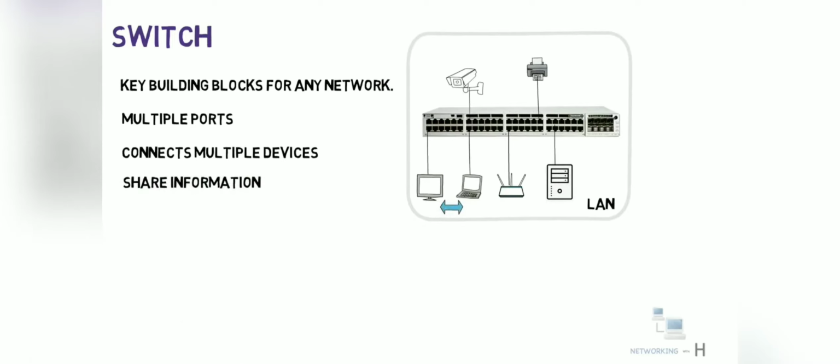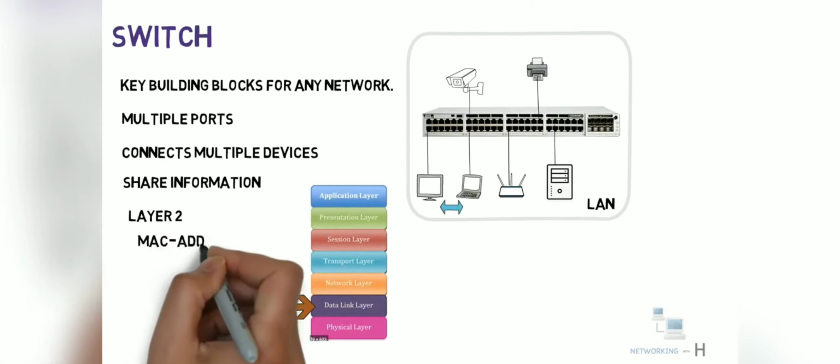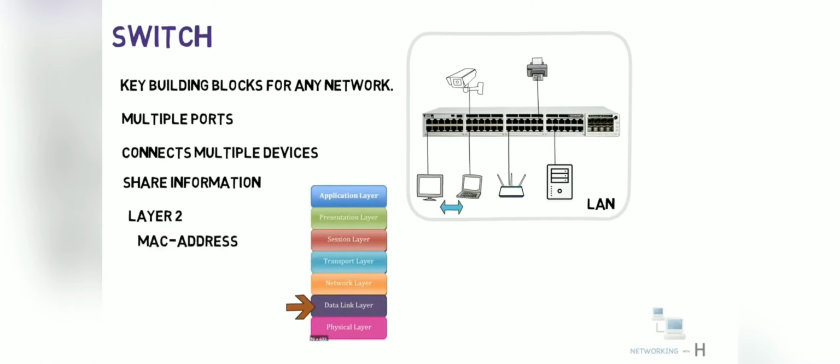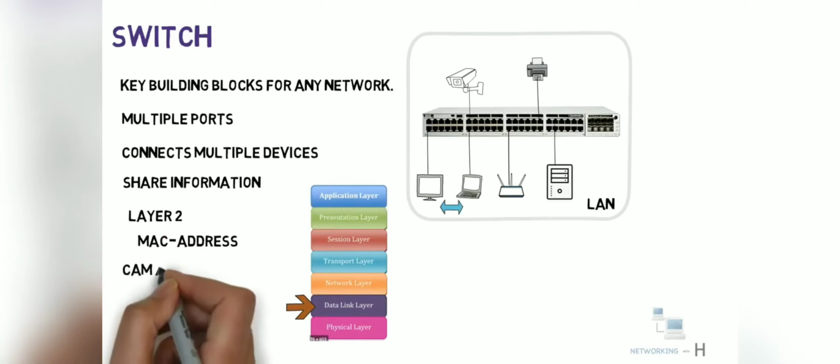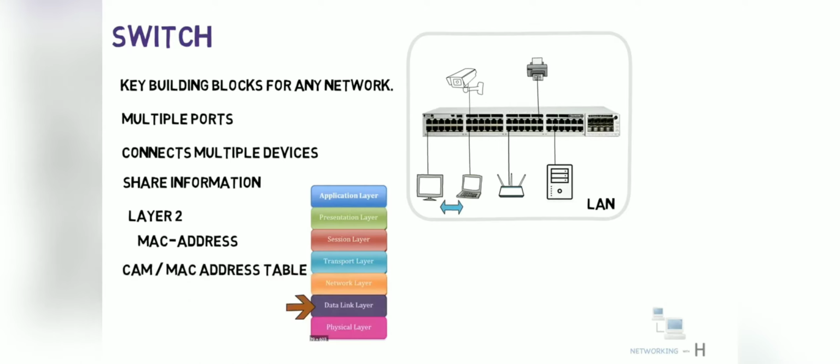It is called a layer 2 device because it works on layer 2 of the OSI model and it uses MAC addresses in order to share data from one end to the other end. It learns the physical addresses of the devices that are connected to it and stores the physical address, called MAC address, in its MAC table or CAM table. Unlike a hub, a switch is an intelligent device.